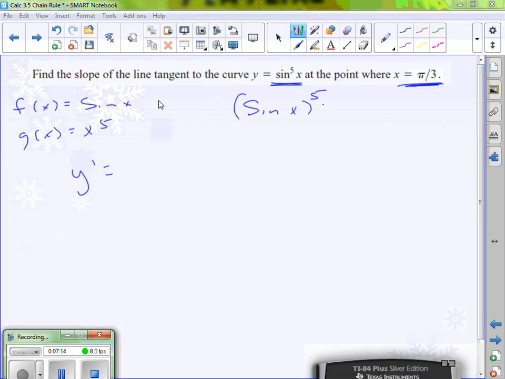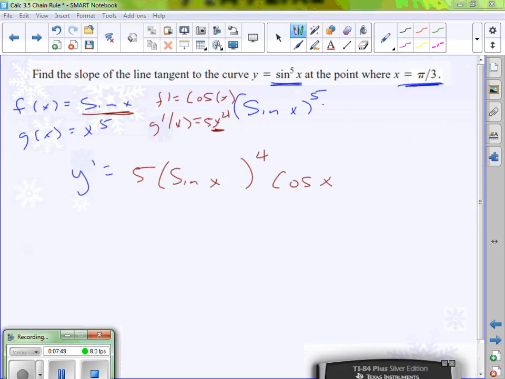Finding the derivative. The derivative of sine? Cosine. Derivative of g? 5x to the 4th. Piece it together. You have 5, instead of writing x, I write sine of x to the 4th times by cosine of x.